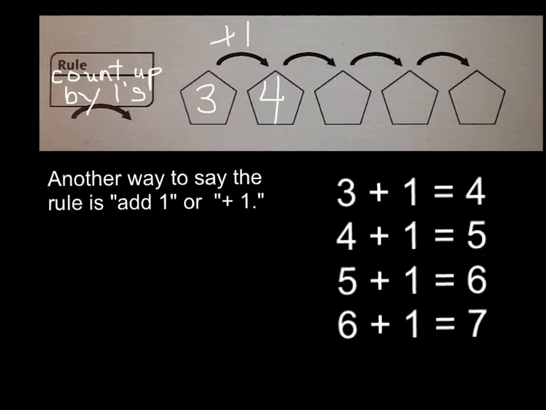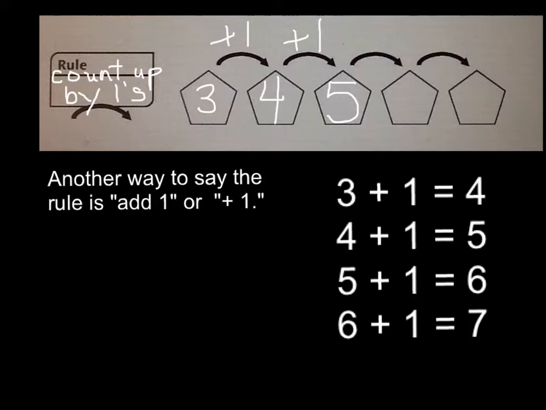Now I look, I have an arrow, so I need to go right up here again and think, what do I need to do? My rule is count up by ones or add 1. So now I'm going to use this number, which is 4, and I'm going to add 1. And when I do that, the answer is 5. This answer will go into our next frame.